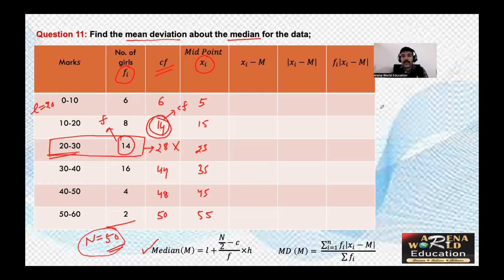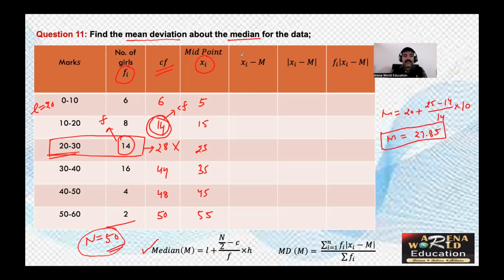I think now we can easily calculate the median. So what is the median? Median will be L, which is 20, plus n upon 2. So 50 upon 2, directly I'm writing 25, minus CF is 14, divided by F, which is also 14, into h. H means you can see the difference in every class, or you can see the midpoint. Everybody is having a difference of 10, so h will be 10. If you calculate this, you will get median equal to 27.85. This is the required median, right?